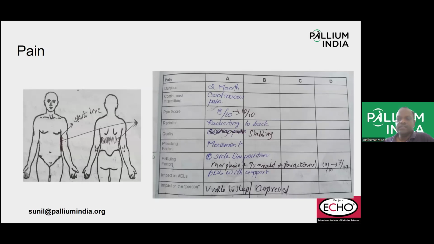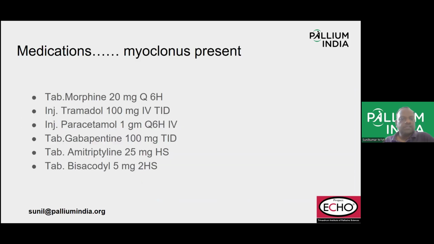This pain was there for the last 2 months, which she described as a stabbing pain. Most of the time it is 10/10, and it reduces to 8/10 when the patient takes morphine, tramadol, and paracetamol. This is the medication which she is getting: morphine, tramadol, paracetamol, gabapentin, amitriptyline, bisacodyl. And even with this, the patient had severe myoclonus.